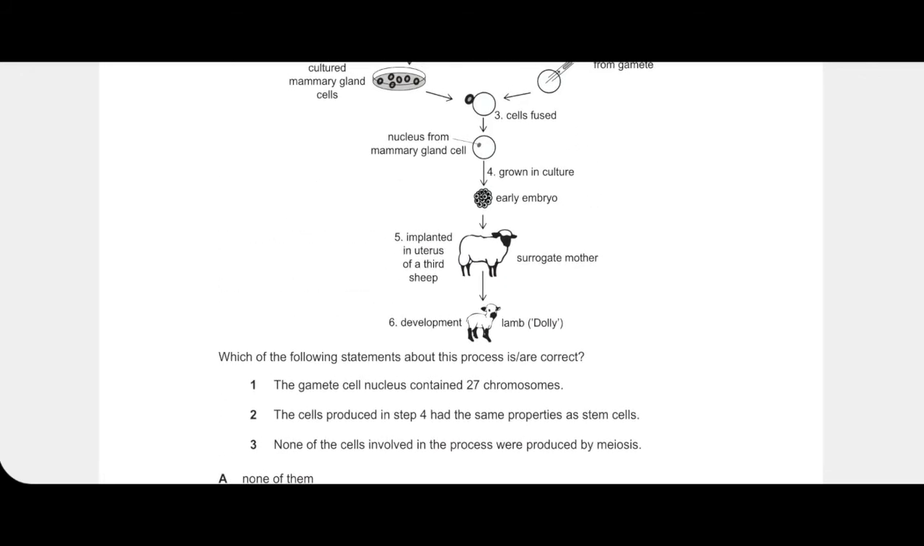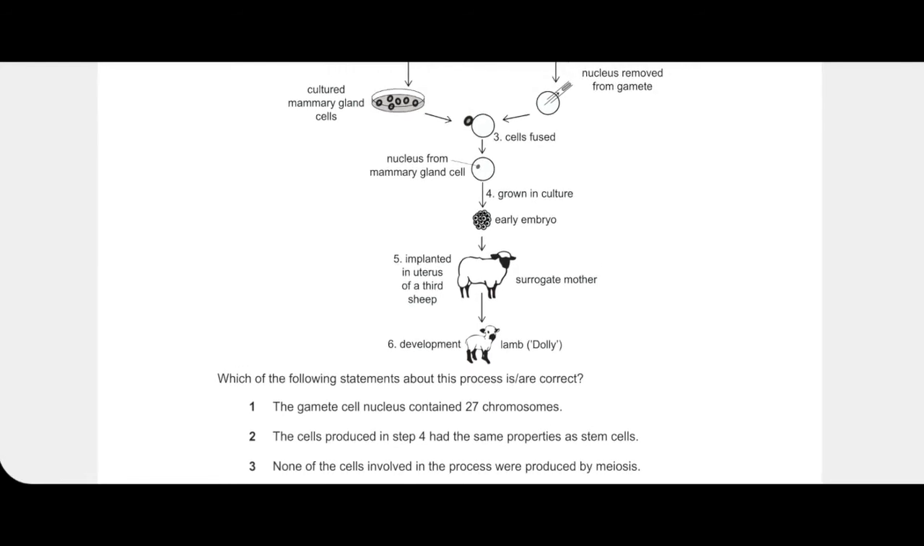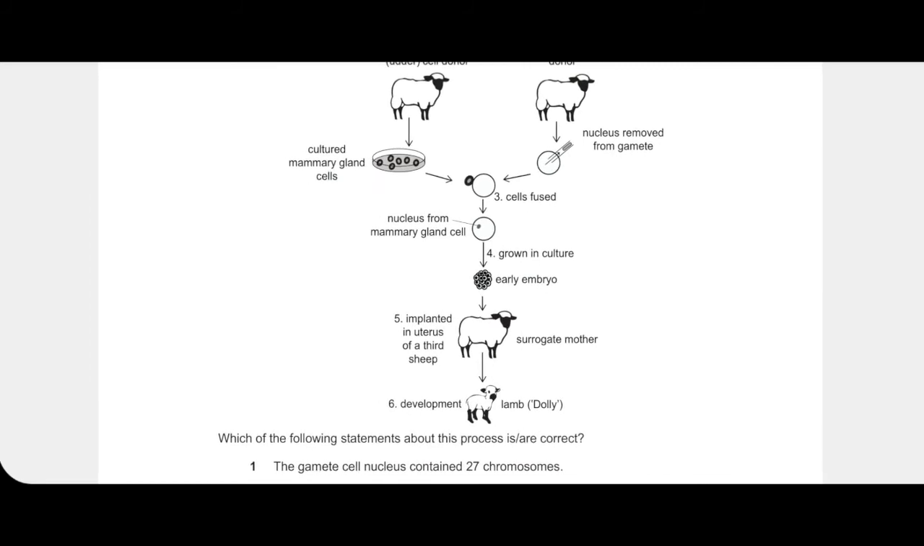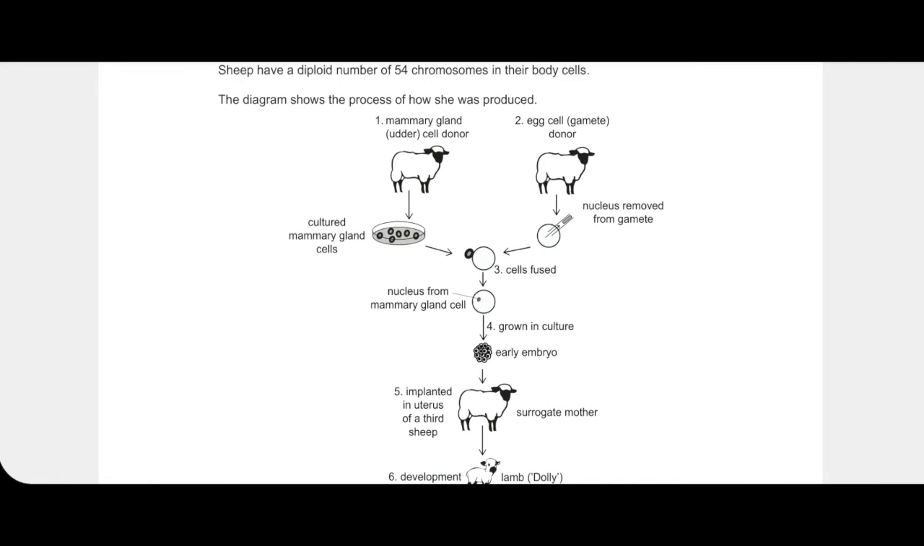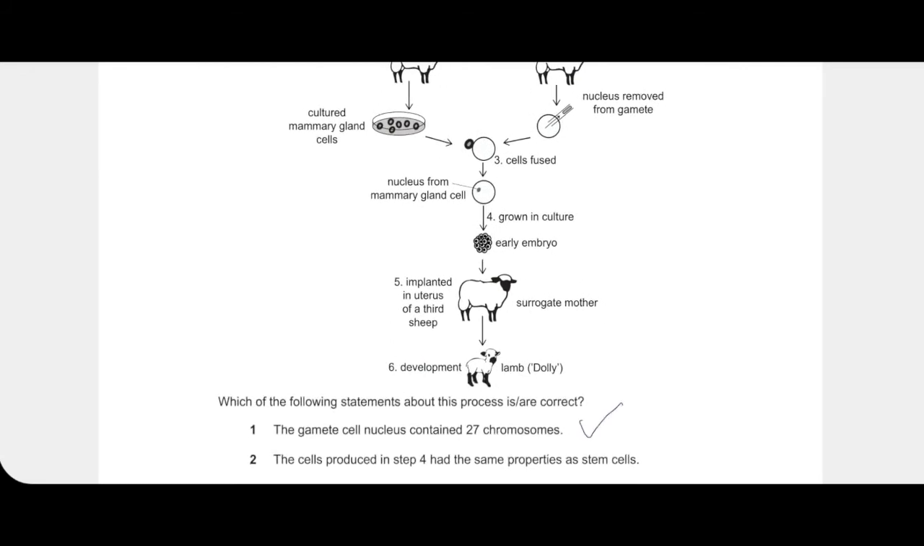So, let's look at statement number one. The gamete nucleus, cell nucleus, contains 27 chromosomes. A gamete contains half the usual number of chromosomes in a cell. And in a normal diploid cell, there are 54 chromosomes. So therefore, in a gamete there will be 27 chromosomes in the cell because it's haploid. So statement number one is correct. Now, statement number two, the cells produced in step four have the same properties as stem cells. This is true. Embryonic stem cells can differentiate into any type of cell in the body, and that's what stem cells can do, theoretically. So statement number two is correct.